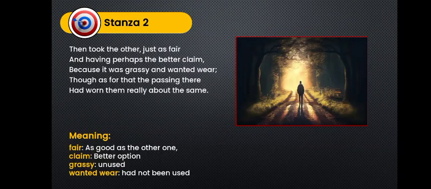Move to the second stanza. Then took the other, just as fair, and having perhaps the better claim, because it was grassy and wanted wear, though as for that the passing there had worn them really about the same. So he was examining the roads, deciding which road to choose, because if he chose one road and came back, he could not travel the other one, because life always gives opportunities. If we choose an opportunity, then the other vanishes.